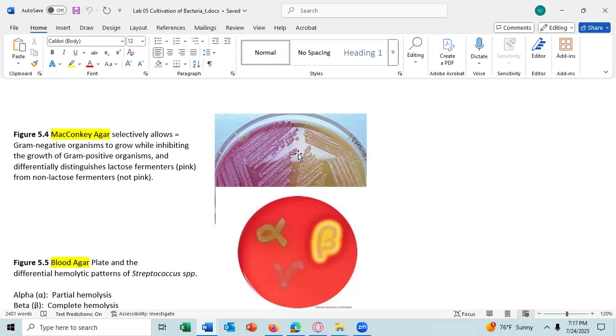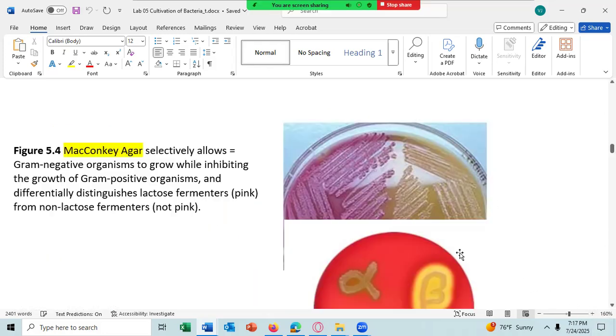If it can ferment lactose, the colonies will appear pinkish, as well as the media around the cells. So this cell here is gram-negative because it can grow on the MacConkey's agar, and it can ferment the sugar lactose because it's pinkish. This one here is gram-negative because it can grow on the MacConkey's agar, but it is not pinkish, so it cannot ferment the sugar lactose. And usually the bacteria will be their normal color, and that one is either white or off-white. Any question about that?